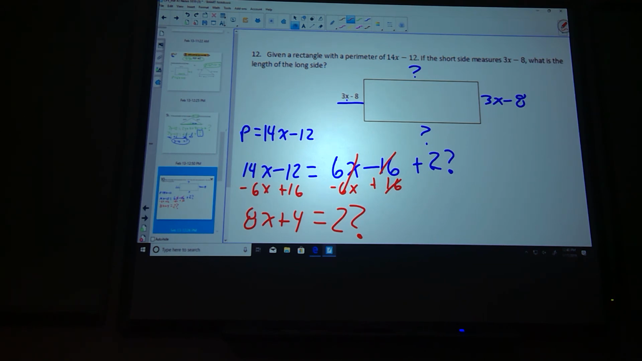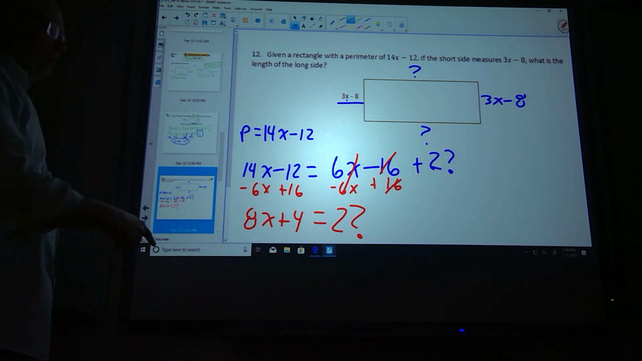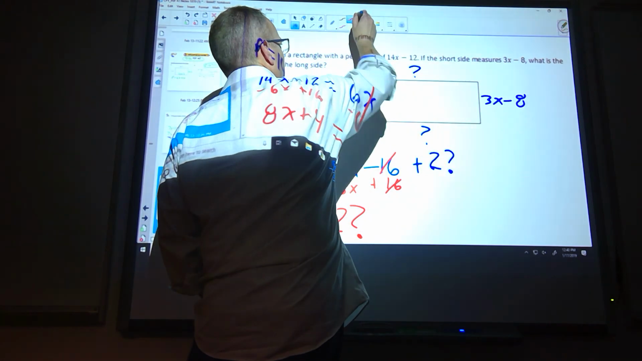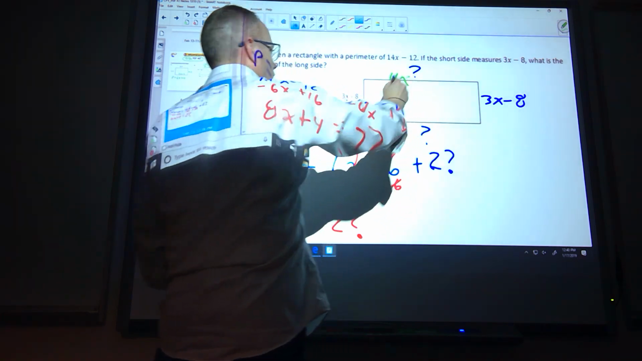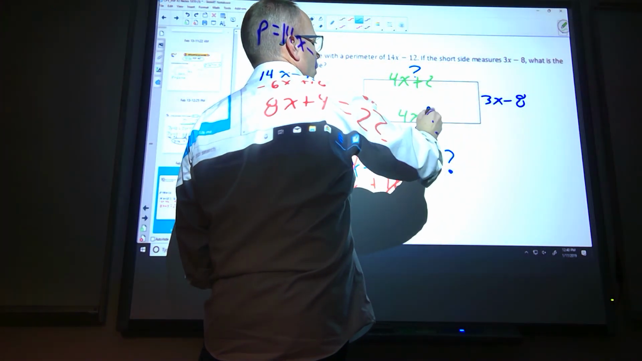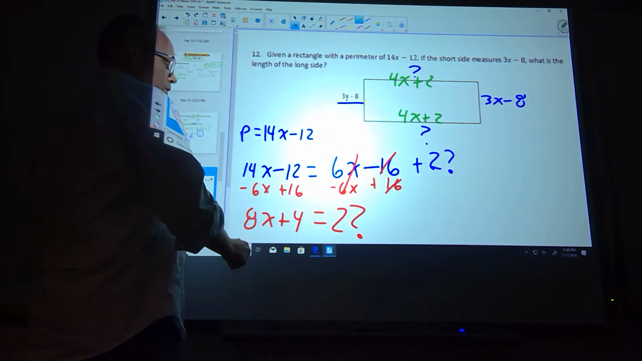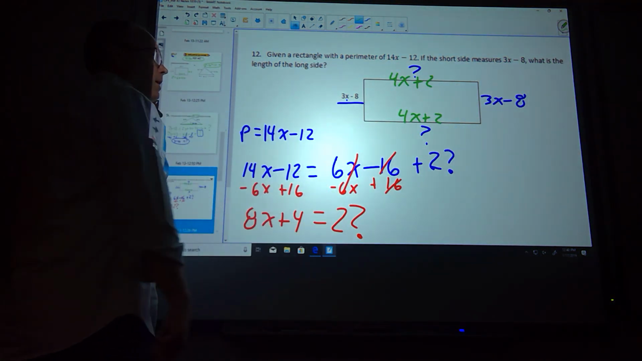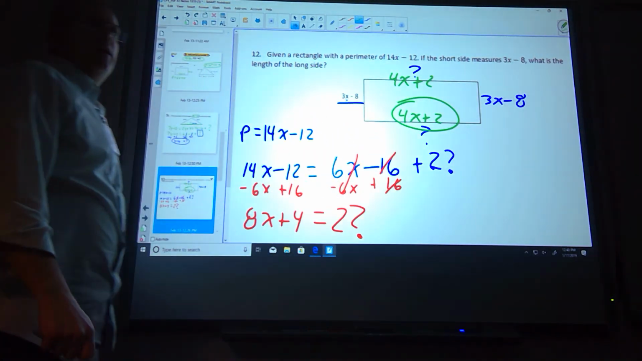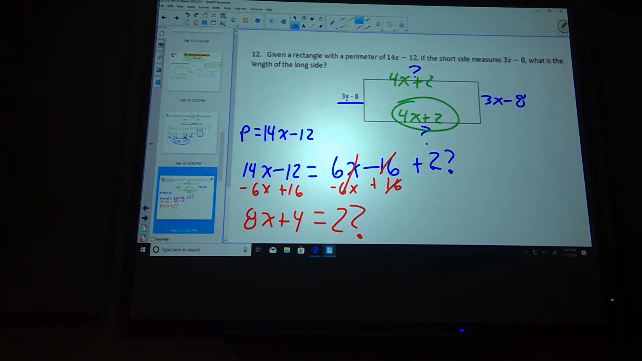Divide it by 2, right? I have 2 question marks, so if I divide 8x and 4 by 2, I'm going to find that I have this being 4x plus 2, and this would be 4x plus 2. If I add 4x plus 2 and 4x plus 2, I get 8x plus 4, so I get the top and bottom. So what's my longer side? 4x plus 2. That's it.